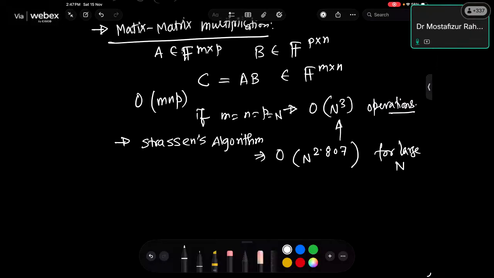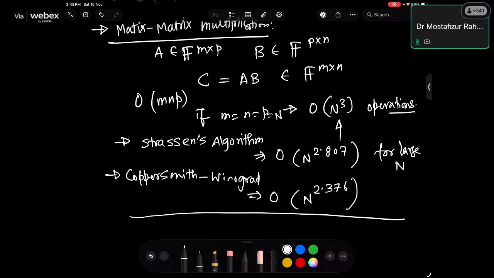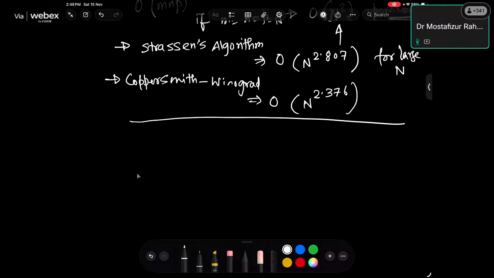And then there is another method called the Coppersmith-Winograd method, which solves matrix multiplication with order of n to the power 2.376. This is basically used for very large asymptotic, theoretical analysis. So these are various methods for matrix multiplications. I'll go to the inversion method in the second tab, but before that, let's go back to the quantum computing part.